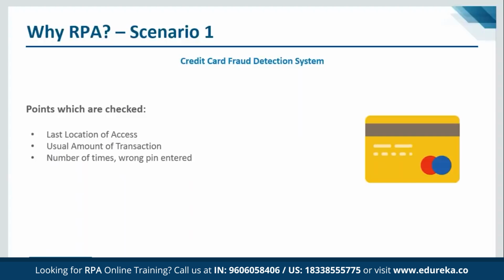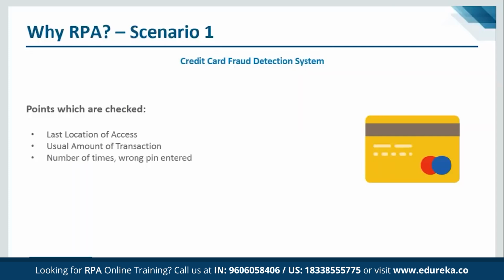For example, the last location of access of your credit card is far away from the location showing in the transaction right now, so it becomes suspicious. Second, the usual amount of transaction: maybe in a month you transact around 20 to 30,000 from your credit card, but suddenly you made a transaction of 500,000. That is a huge number, and that also becomes suspicious. And the third rule could be the number of times you entered a wrong PIN.